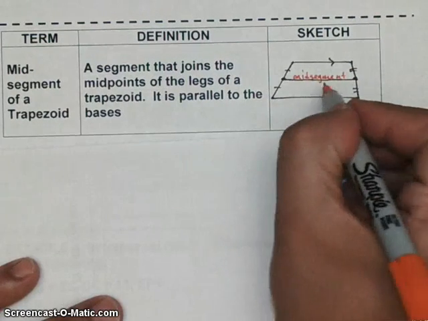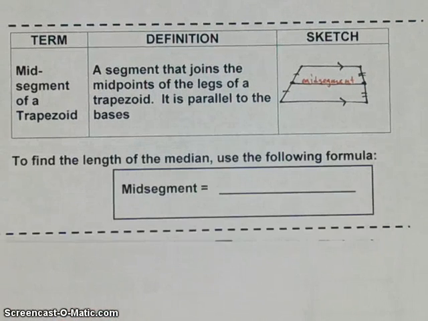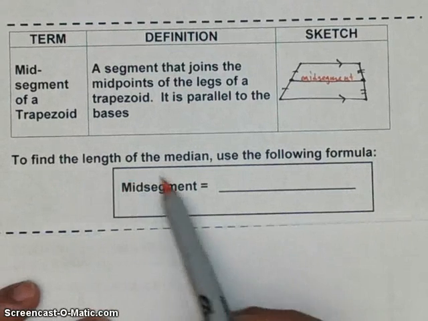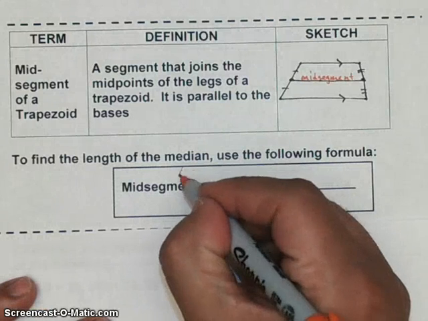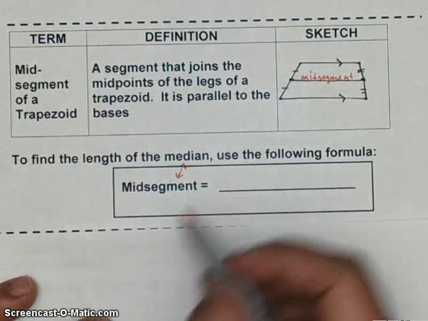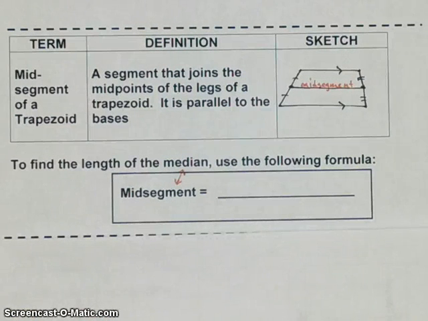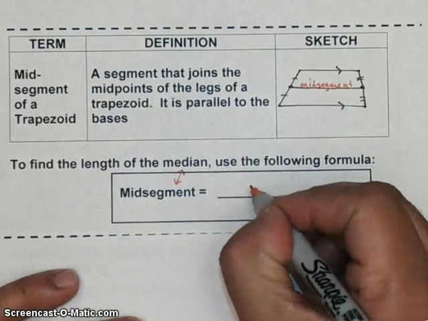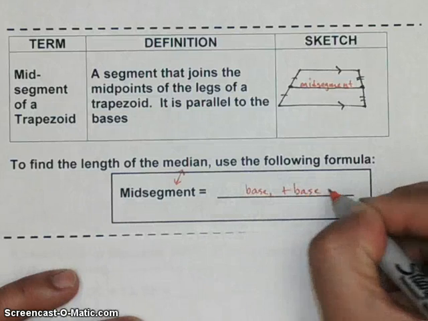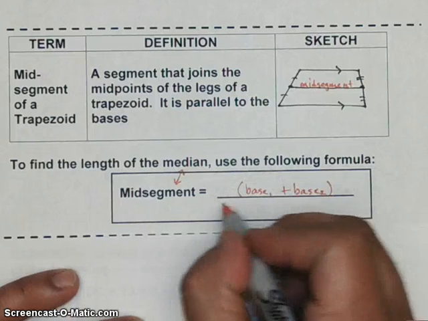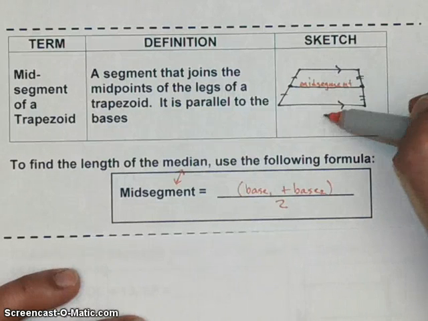And that segment would also be parallel to the two bases. Okay. And we can actually find the length of the midsegment or the median, same word. These two can be used kind of interchangeably. Median and midsegment are the same thing. The formula for that is going to be base 1 plus base 2 divided by 2. Okay, so I would add the two bases and divide by 2.